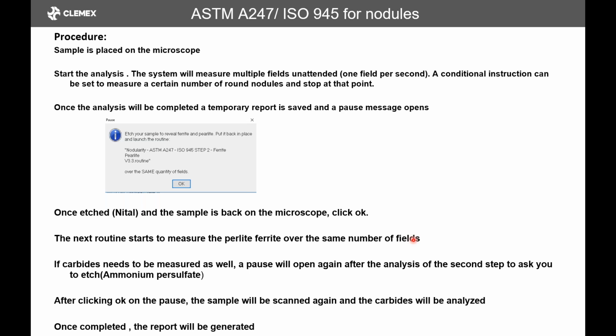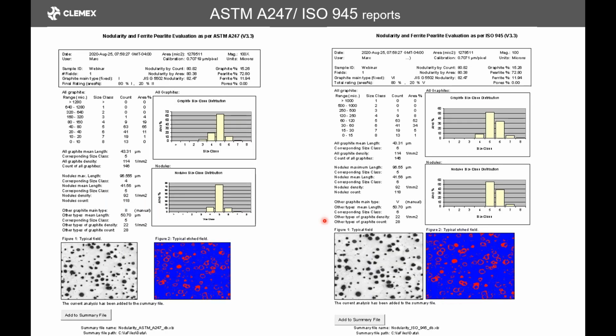And lastly, if you need to measure the carbides, it's possible. Then it would be a third pause, and then you just take your sample, etch it with this ammonium persulfate to blacken the surface, and then all of the carbides will come out white. And then you just run the sample again, and then when you're done, right? So at this point, all you have to do is click OK and take your sample back and forth to etch it and all. So you end up with this result.